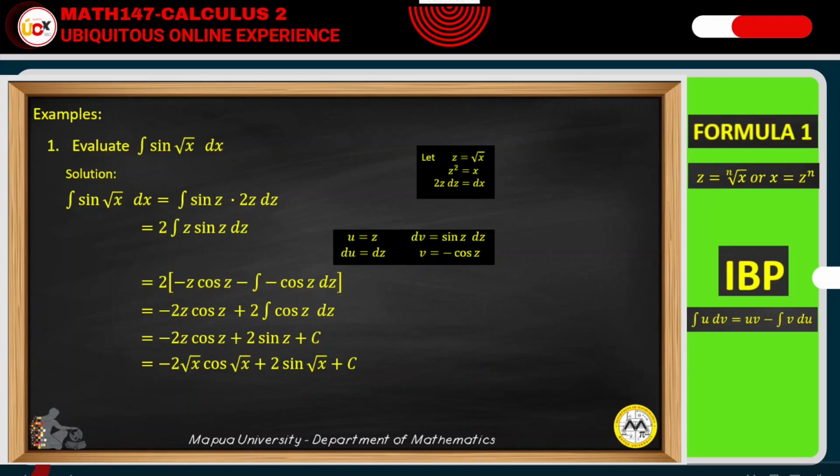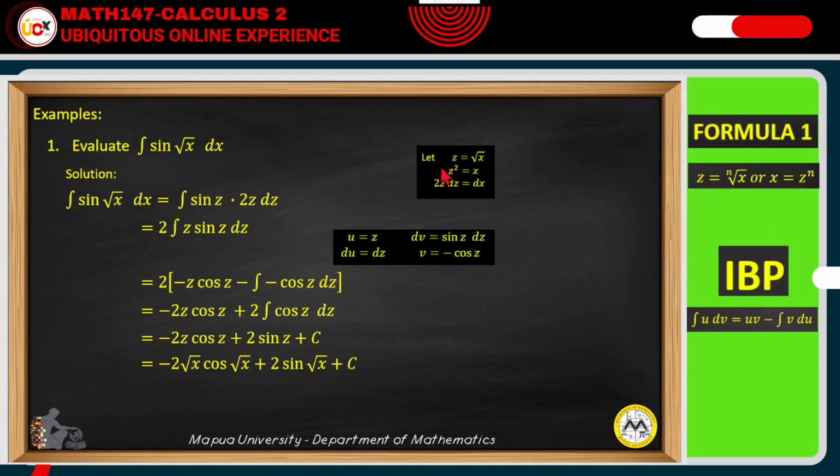Okay, so let's have the following example. Number one, we are asked to evaluate the integral of sine of square root of x dx. As you can see, because the argument of the sine function is a radical expression, we make use of the algebraic substitution using this formula: z equals the nth root of x, or x is z to the n power, where n is the index of the radical expression.